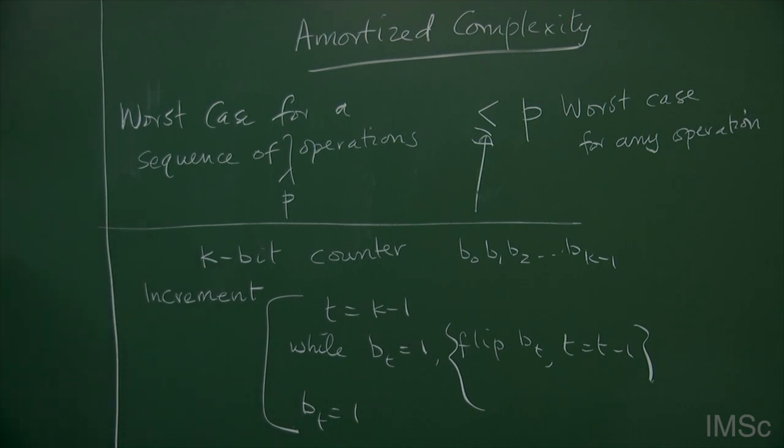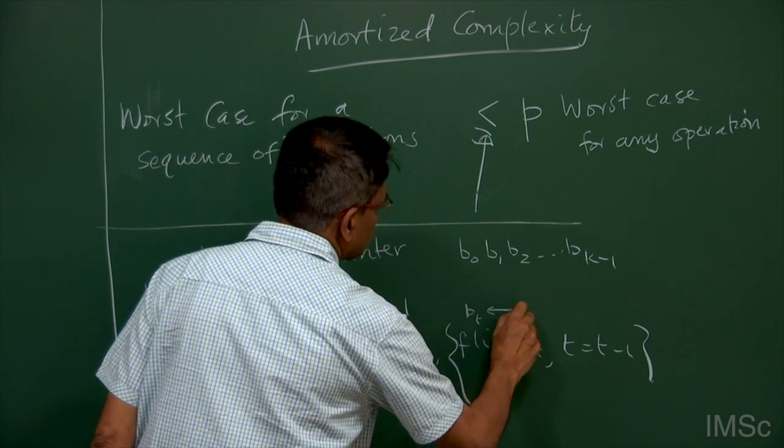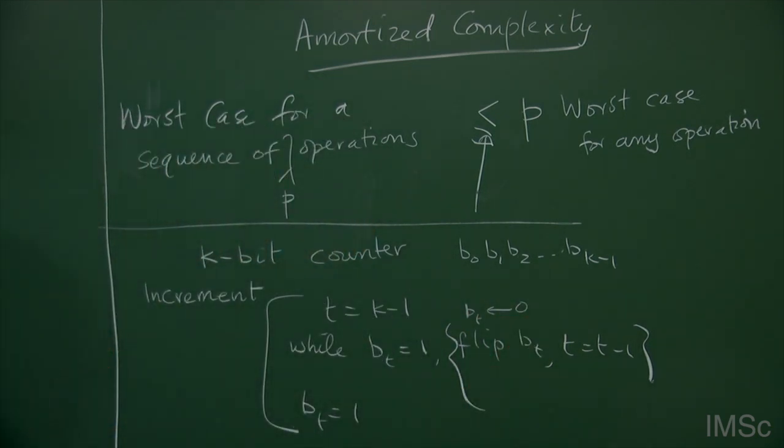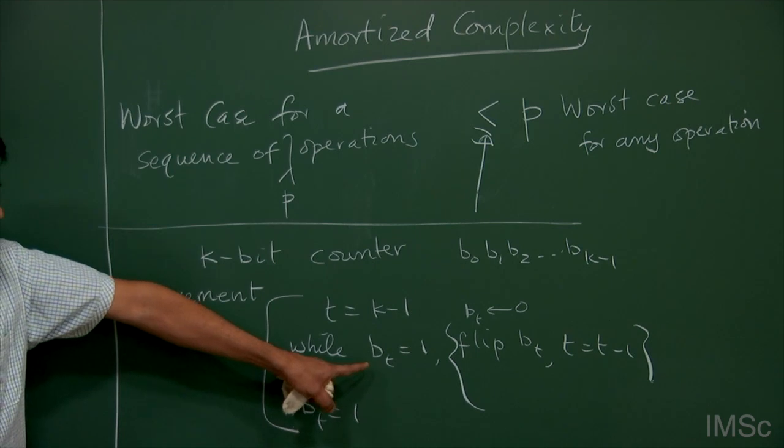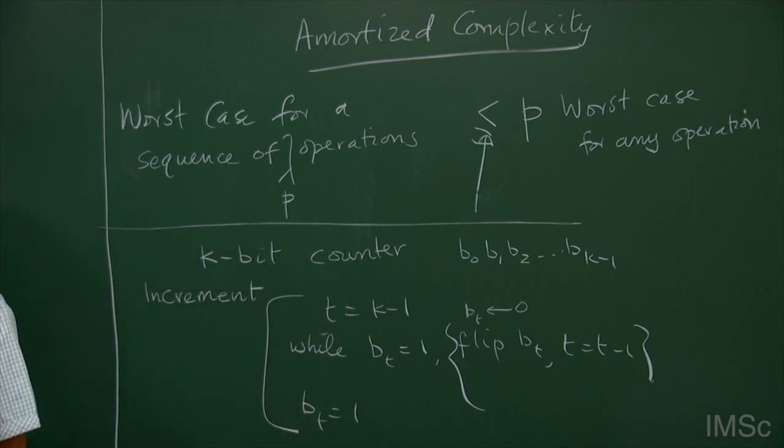So that's the algorithm. Start from the right, keep flipping all the trailing ones to 0. That's what I meant by flip. Until when do I stay in the loop? Until dt is 0. At that point, I change it to 1. Assume that my first bit is always 0.